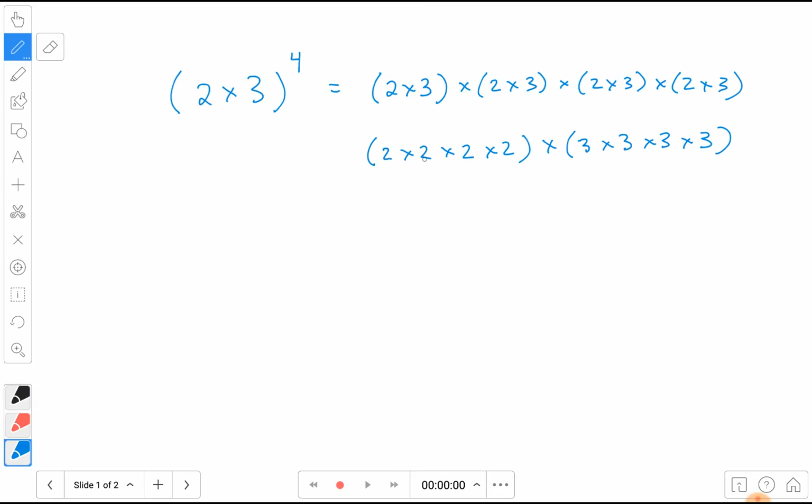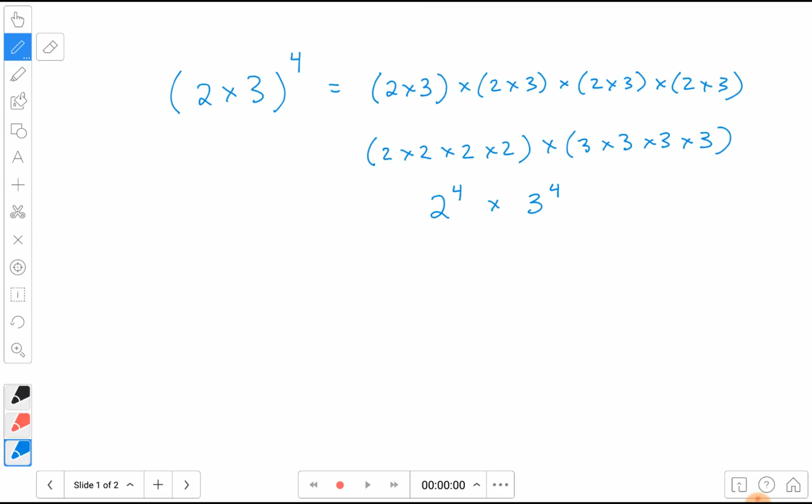Now, if we look at this, 2 times 2 times 2 times 2, well, we can rewrite that. This is 2 multiplied by itself 4 times. So this is 2 to the power of 4. If we look at the 3's, there's 1, 2, 3, 4 of them, and it's 3 multiplied by itself 4 times. So we can rewrite that as 3 to the power of 4.